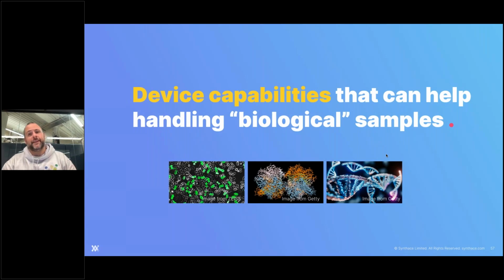This is the final section now, and before we head to the Q&A, I wanted to show you some capabilities of automated devices that can help whilst handling biological samples.